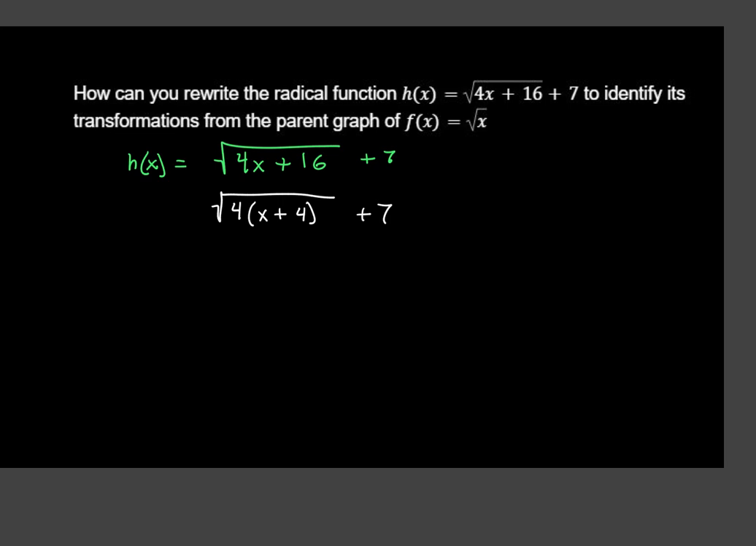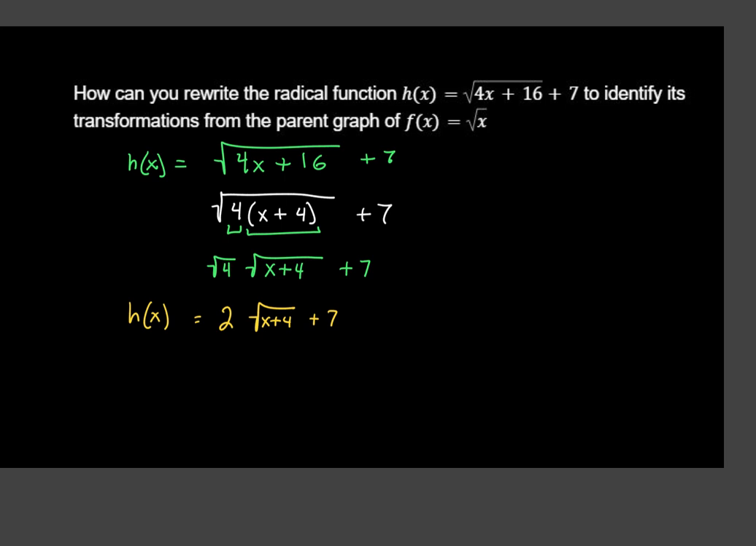Then, according to properties with radicals, since these two expressions, the 4 and the x plus 4, are connected by multiplication, we can separate them into their own radicals. So we have the square root of 4 times the square root of x plus 4. Of course, the plus 7 is coming down for the ride. And then the square root of 4 is 2, so we get 2 square roots of x plus 4 with the plus 7 afterwards. So h of x can be rewritten like this.